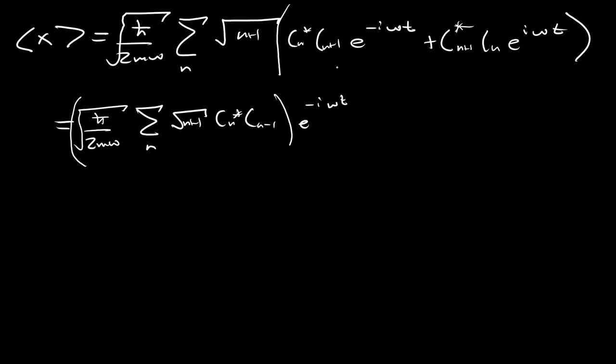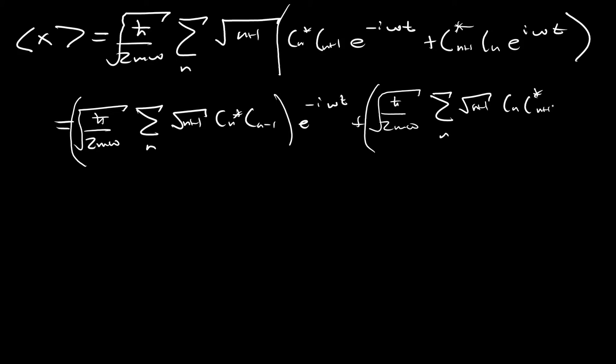And then, I'm just realizing that, never mind, I just made the conversion. See, I'm even getting lost in my own work. But we're going to then add that to the same thing out in front, H bar over 2m omega, sum over all n's root n plus 1 Cn C star n plus 1. And then this is going to be an e to the i omega t.